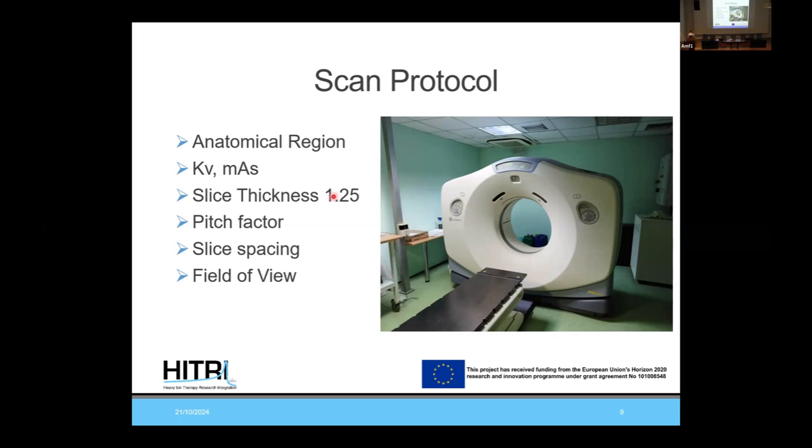We are choosing the slice thickness to be 1.25 millimeter. It's very, very important. There are many protocols. Some CT simulators can do 1.25. I don't know. They can do 2.5, but they can reconstruct the image to 1.25 or smaller. This is important also for VMAT, the volumetric modulated arc therapy.